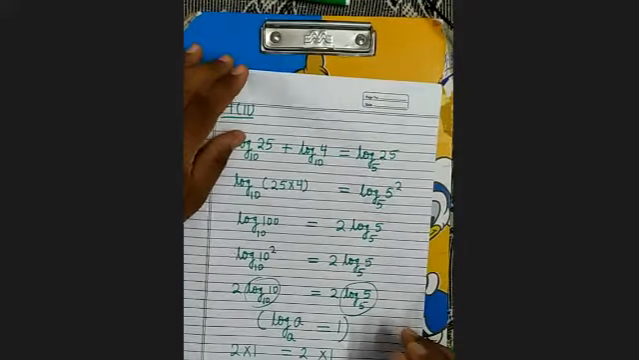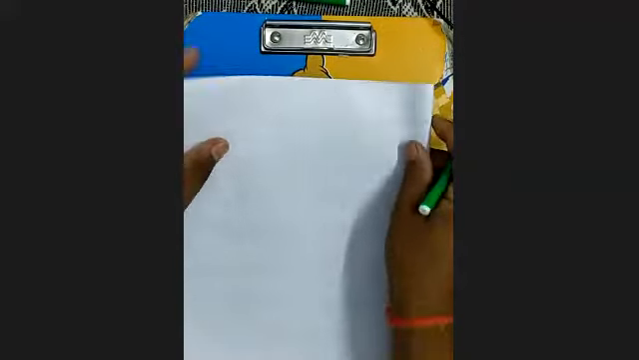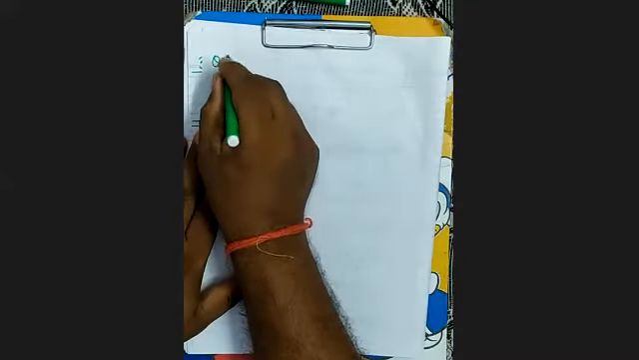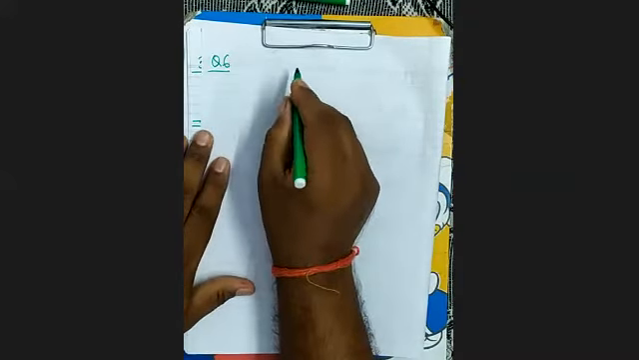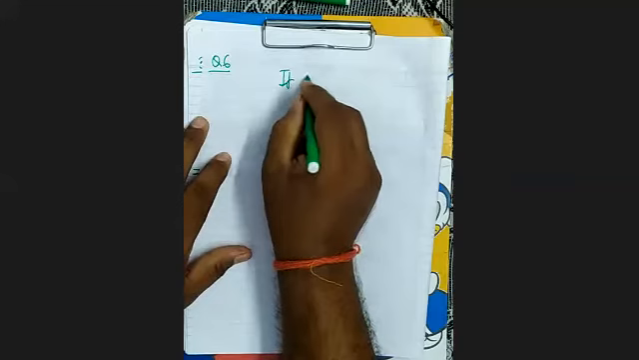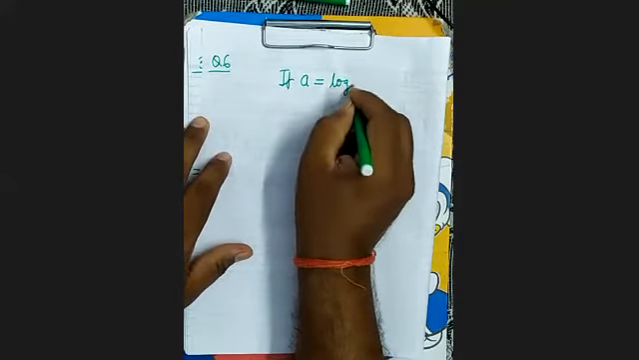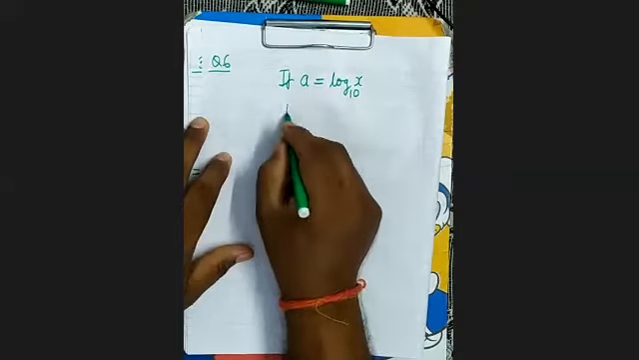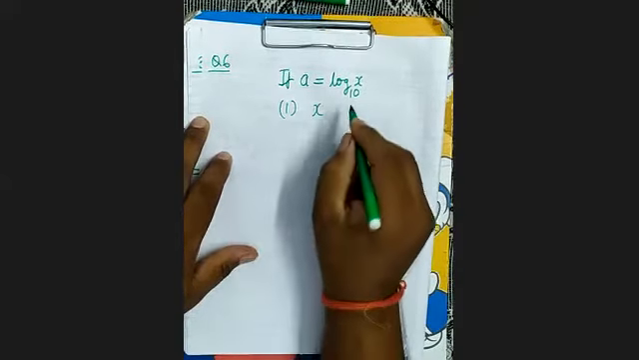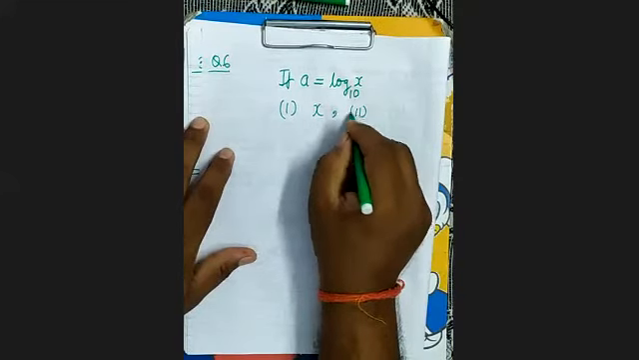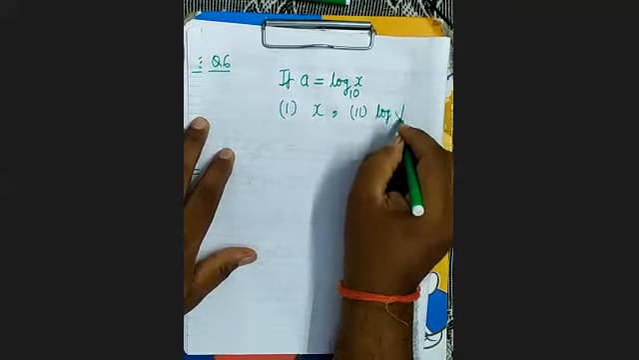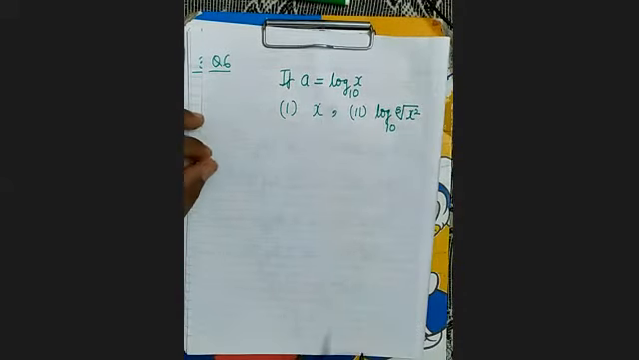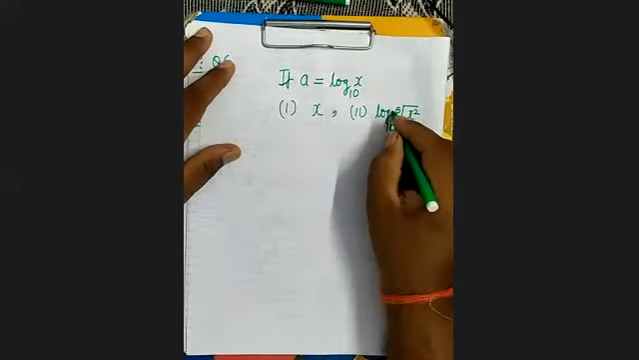Now see here. After this, you see the question number 6. If A equals log x to the base 10, find in terms of A. In terms of A, you have to find the value of x and then you have to find the second part: log of the 5th root of x squared to the base 10. This is the 5th root.